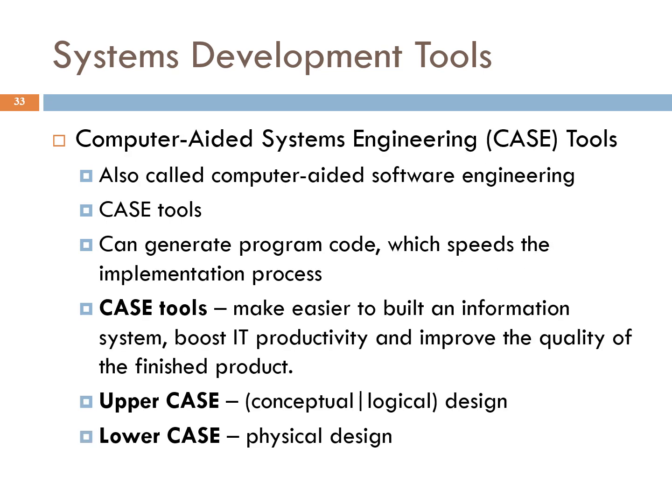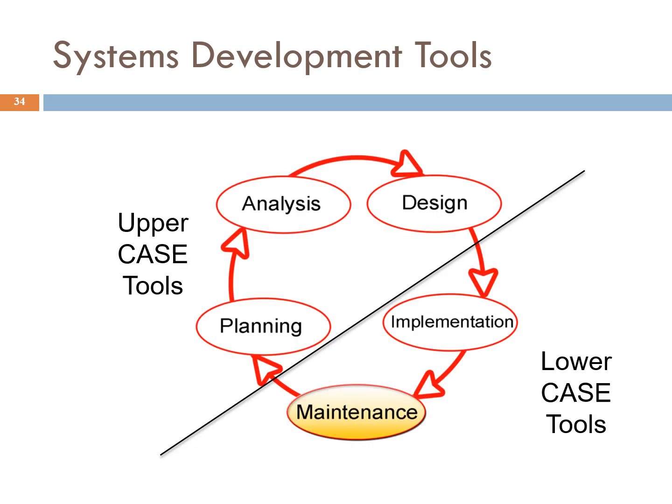Another way to develop the information system is using CASE tools, computer-aided system engineering. These are the steps, and these are actually the steps in general that you use when you want to build an information system. You start from planning, and then analysis, and then design, and then you start the building of the information system in implementation. After you build the system, you maintain the system to make sure that it can be used by the organization.